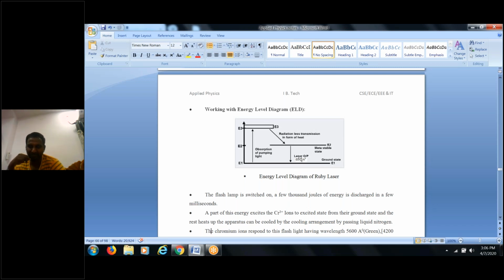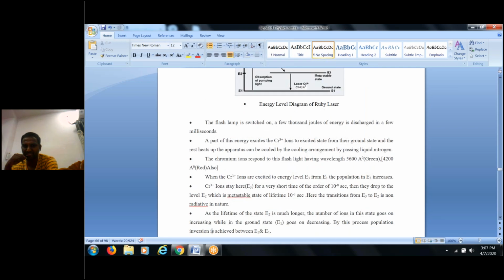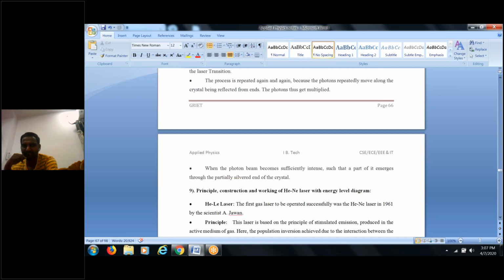That's why continuous coherent photons are coming out. Therefore, you are getting continuous laser light. And the output wavelength of the laser light is 6943 angstrom units. This is the well-known red light wavelength. That's why the color of the laser is red. So this is the experimental arrangement and operation of the ruby laser.